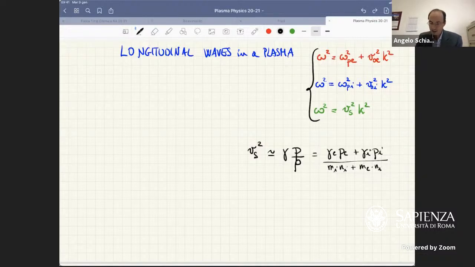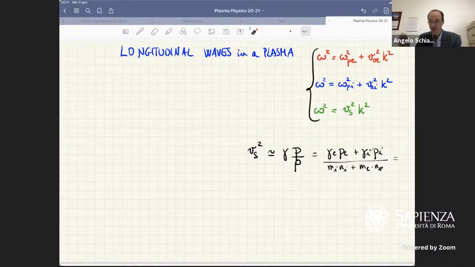Why do I put a different gamma for these two species? What is this going to represent? This is the sound speed. So it's a description of rarefaction and compression that link together the plasma as a fluid. And these compression waves or acoustic waves are propagating inside the plasma at a given speed, which is given by this relation.